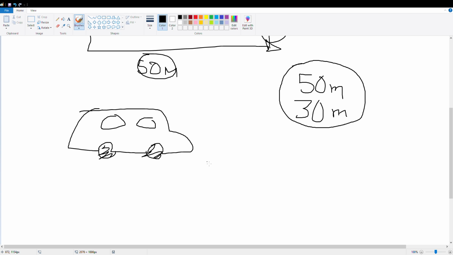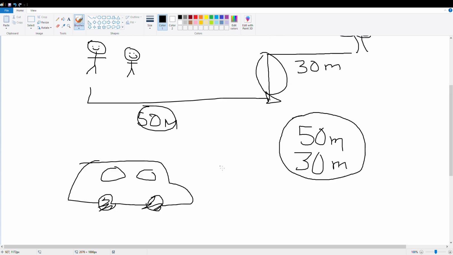So the key difference between a vector and a scalar, to summarize: vectors have both magnitude and direction, while scalars only have magnitude. Scalars are like the how much of a quantity, while vectors are like how much and in which direction. Understanding the distinction between vectors and scalars is crucial in physics and many other fields because it helps us accurately describe and analyze various phenomena, from motion to forces to electromagnetic fields.